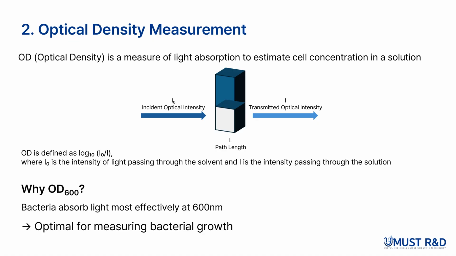To quantify bacterial growth, we use optical density OD600, a method that measures light absorption to estimate cell concentration. Why do we measure OD600? Bacteria absorb light most effectively at 600 nanometers, making it the optimal wavelength for measuring growth. OD600 is a non-destructive, real-time method allowing continuous monitoring of bacterial cultures.